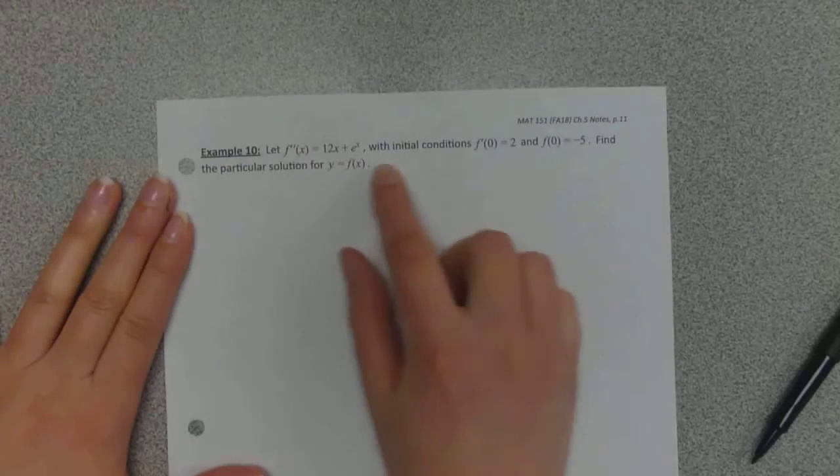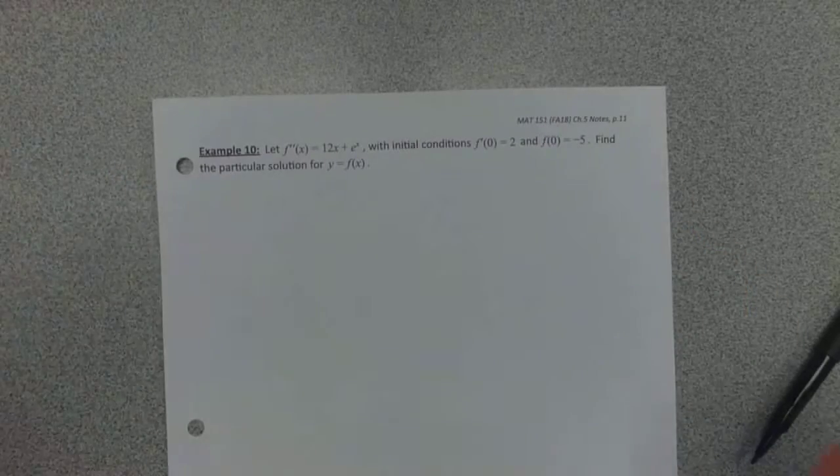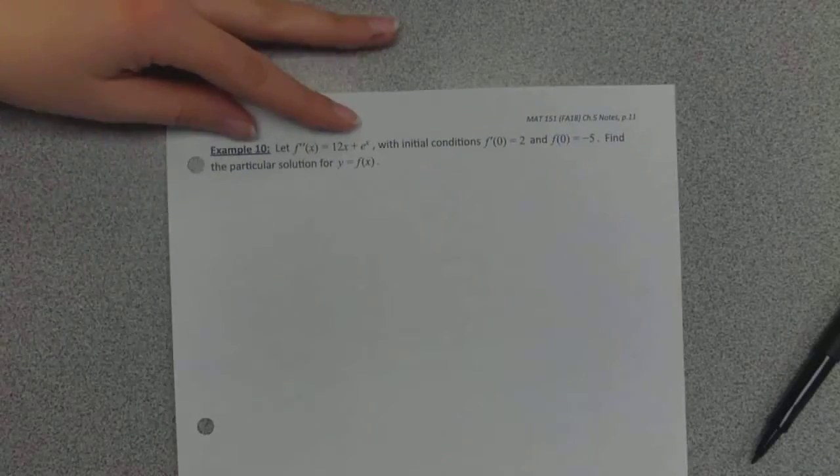Okay, so here, I have a second derivative function with two initial conditions. We just want to find the particular solution for this one. We just did it one time last time where we actually found the c value. We're just going to do it one more time here.